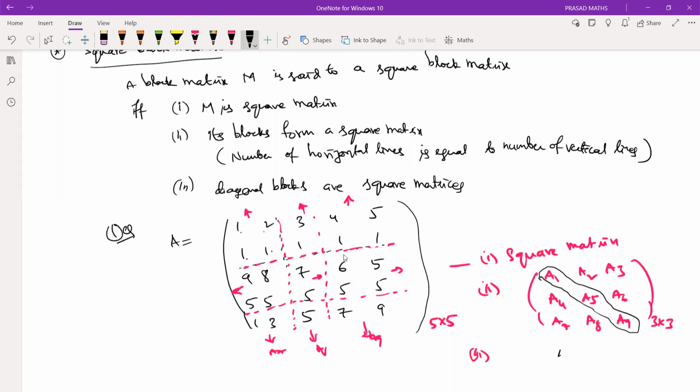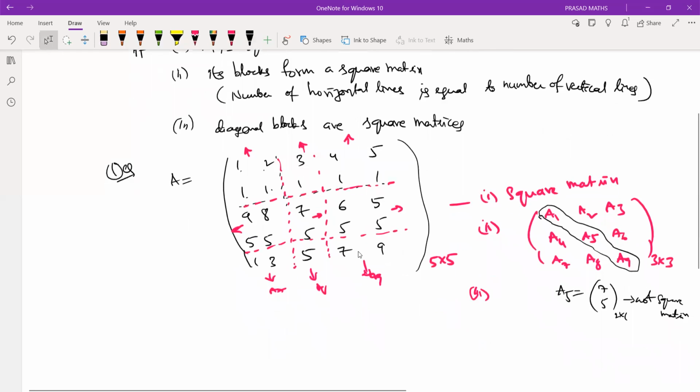But what about A5? A5 is nothing but 7, 5. It is a diagonal block, but it is not square. So there exists at least one diagonal block which is not a square matrix. Hence, A is not a square block matrix.